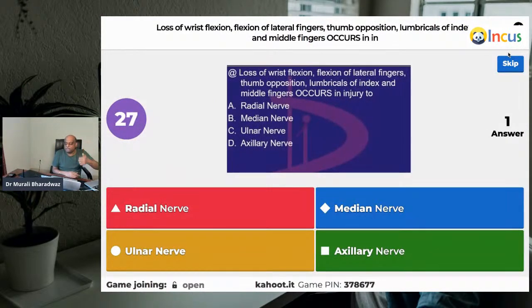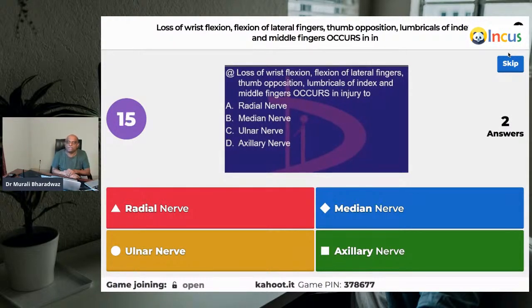The last question for today's evening, 15th question, let's punch. Loss of wrist flexion, flexion of lateral fingers, thumb opposition, lumbricals of the index and middle fingers affected. Which nerve injury is it? Easy question. Which nerve injury leads to loss of wrist flexion, flexion of lateral fingers? Punch, punch, punch.